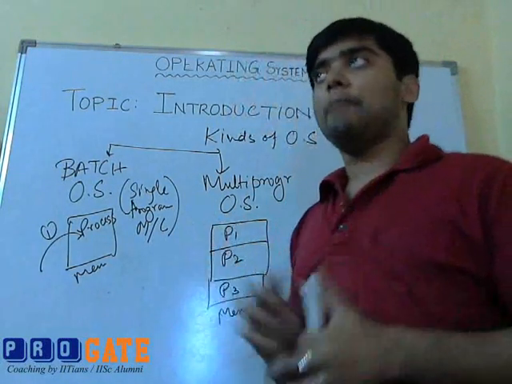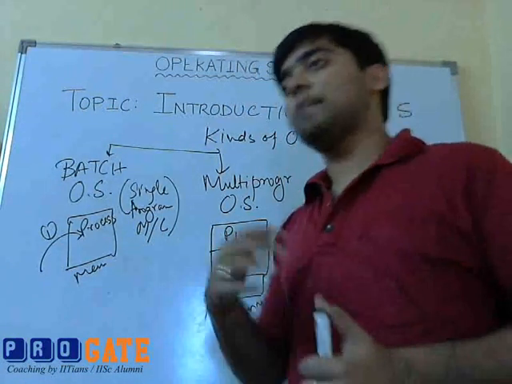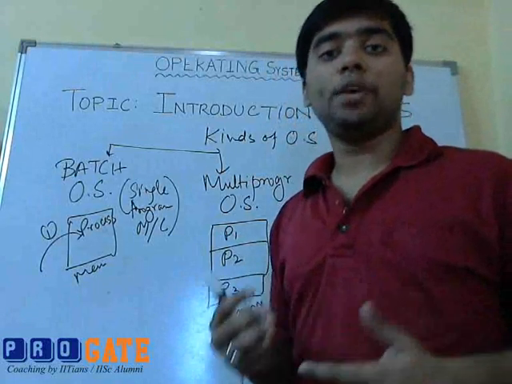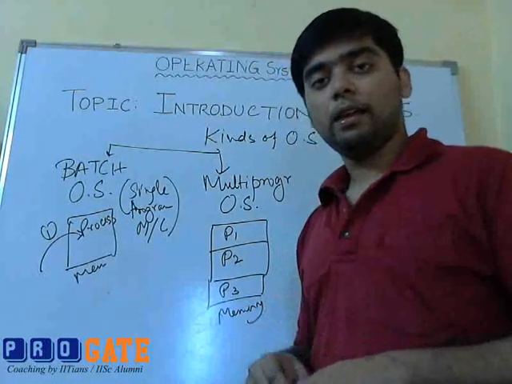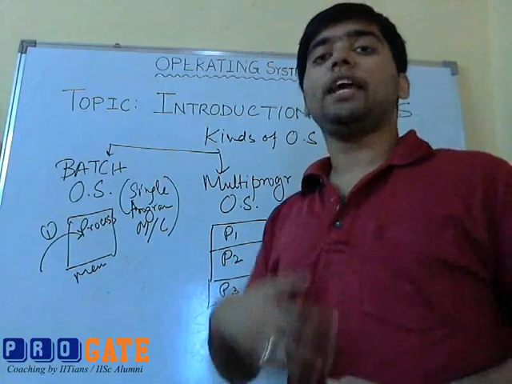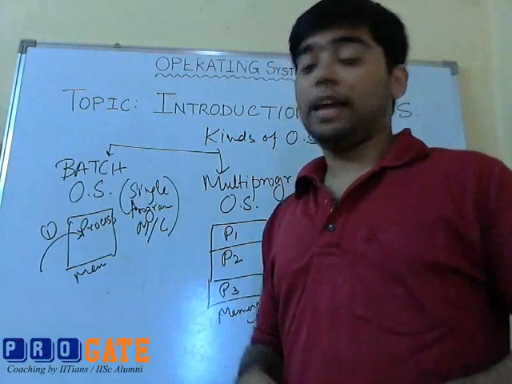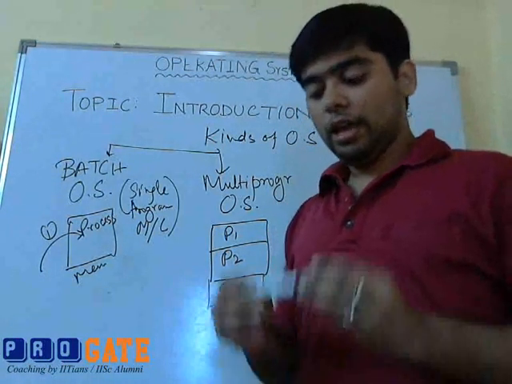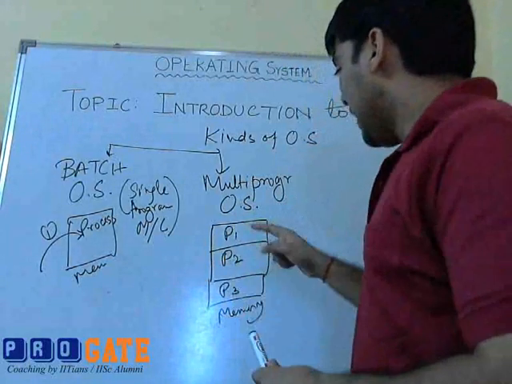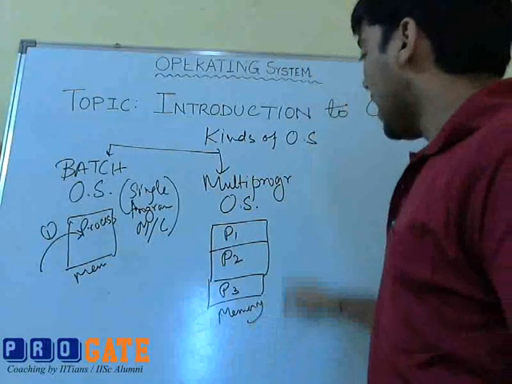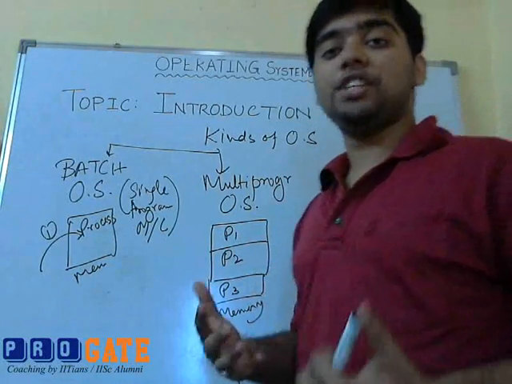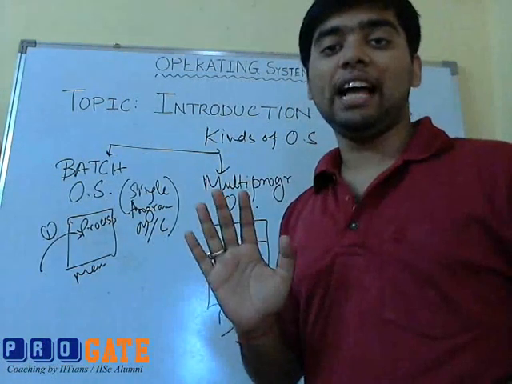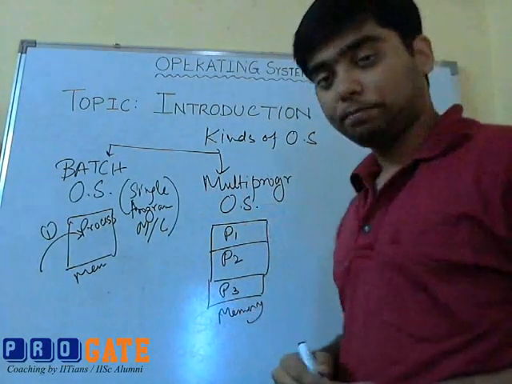See, every program requires the CPU for some amount of time, and then there is an idle time during which it is doing some input-output operations. Now, when a process is doing input-output operations, it does not require the CPU. Hence, the CPU is idle. If during this time we can use the CPU to execute another process, the efficiency of the CPU would increase. This is precisely the idea behind a multi-programming OS.